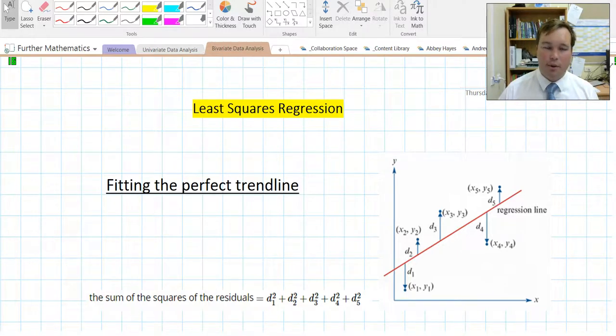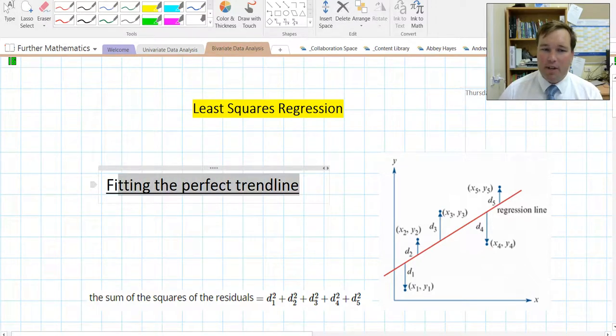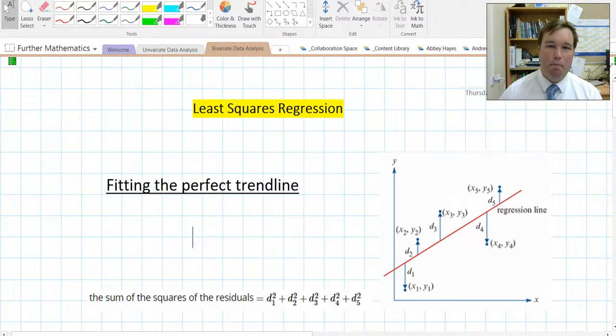So, last video we looked at scatter plots and how to measure correlation. Today we're going to look at plotting a line through a scatter plot. Now, we want to fit the perfect trend line. Fitting the perfect trend line is very hard to do by hand. If you draw it on, everyone might draw a slightly different line.